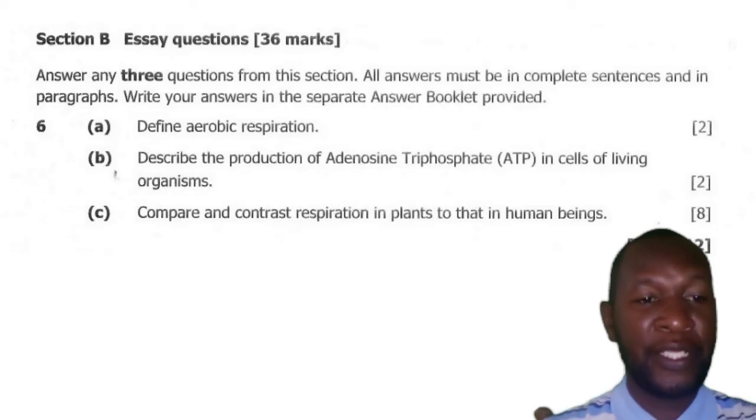Section B, essay questions, 36 marks. Answer any 3 questions in this section. All answers must be in complete sentences and in paragraphs. Write your answers in the separate answer booklet provided. Question 6a, define aerobic respiration. B, describe the production of adenosine triphosphate in cells of living organisms. C, compare and contrast respiration in plants to that in human beings.